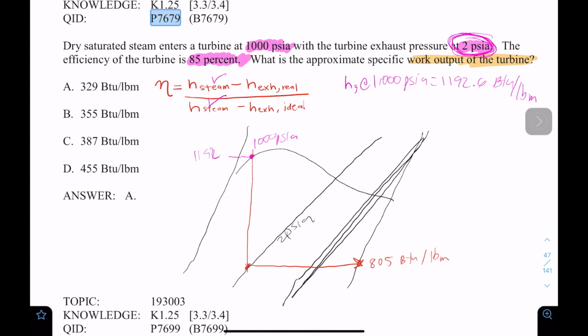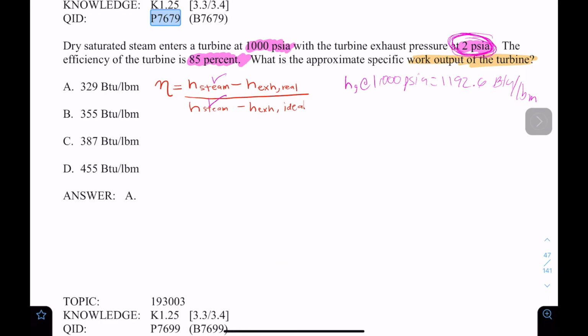And that number is gonna be about 805 BTU per pound mass. Because if I go to my steam table to 2 psia, I'm gonna get a different number. So on this one, we're talking about what's happening in the turbine, right? So that's why I have to use my Mollier diagram here. It's very, very important. So start getting used to comparing the information that you get from your Mollier diagram and your steam table. Okay?